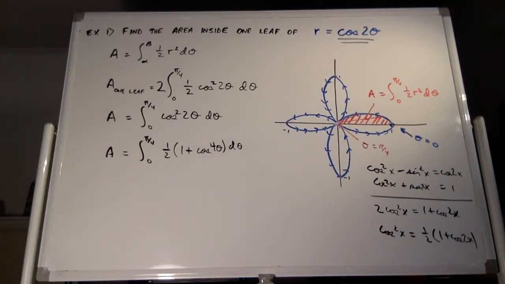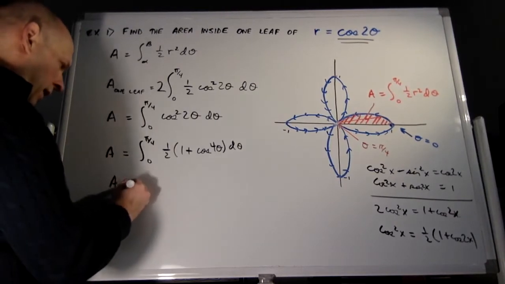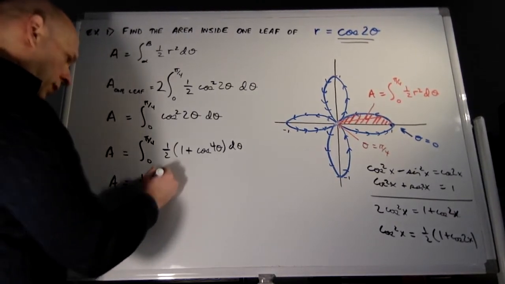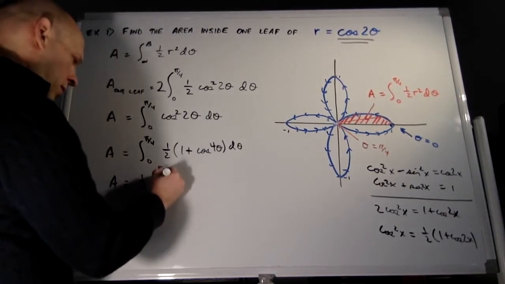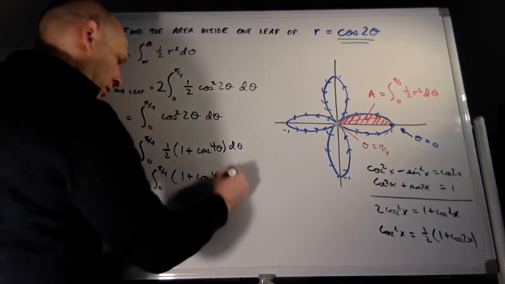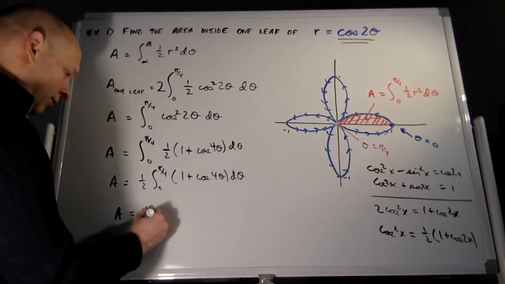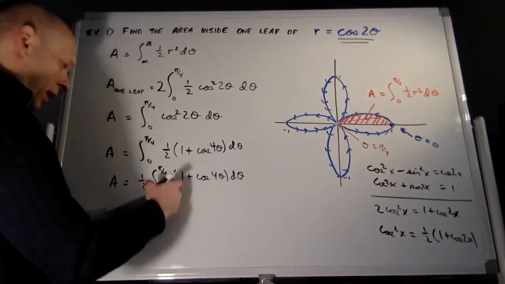So there it is, and this is something we can do. So let's do it. I'm going to pull the 1/2 out. So 1/2 times the integral from 0 to pi over 4 of 1 plus cosine 4 theta d theta. And now I'll integrate. So I have 1/2, and this just is going to be theta here.